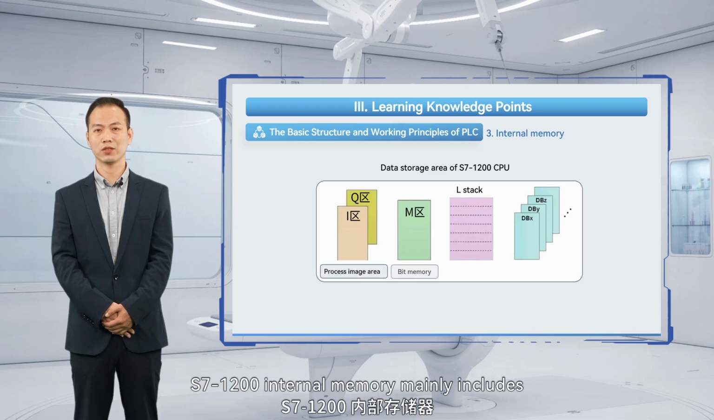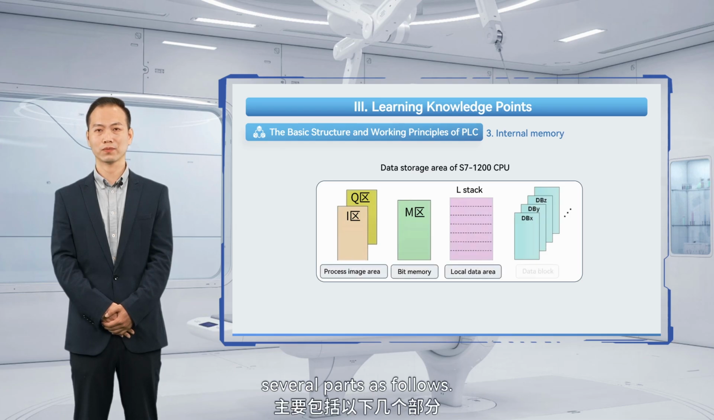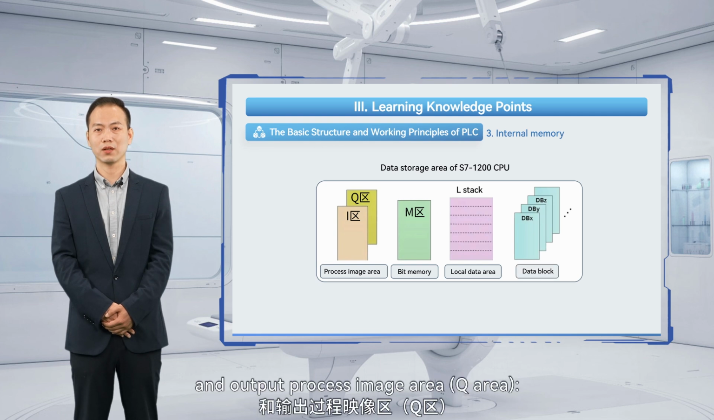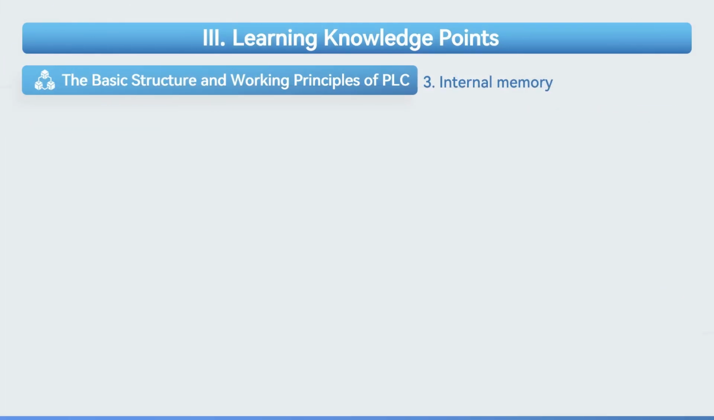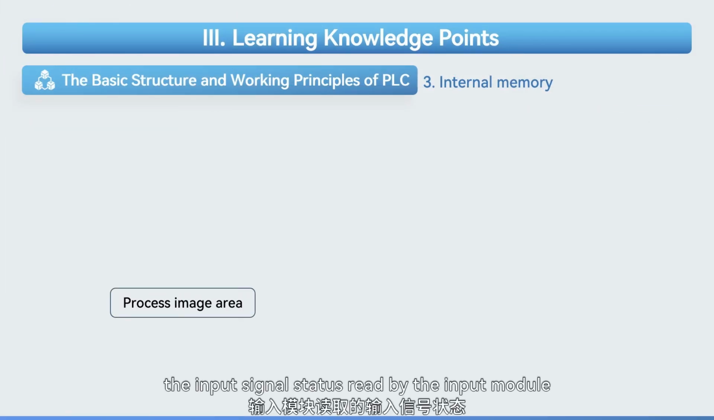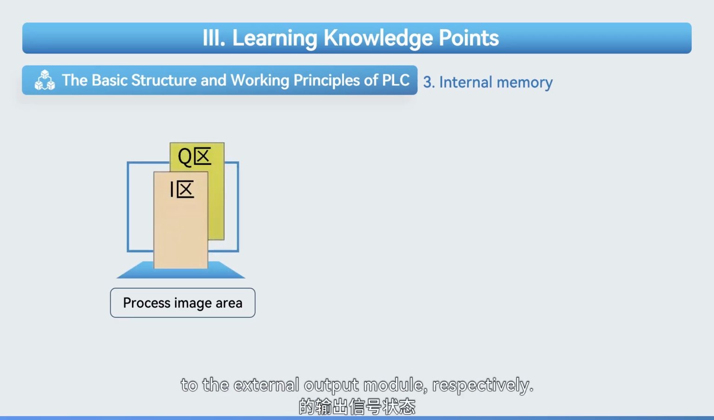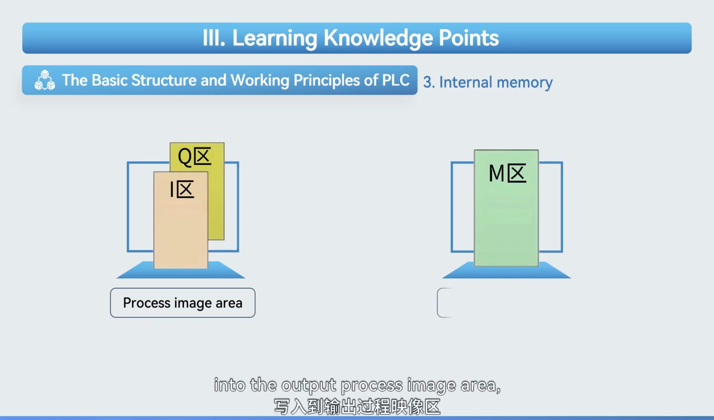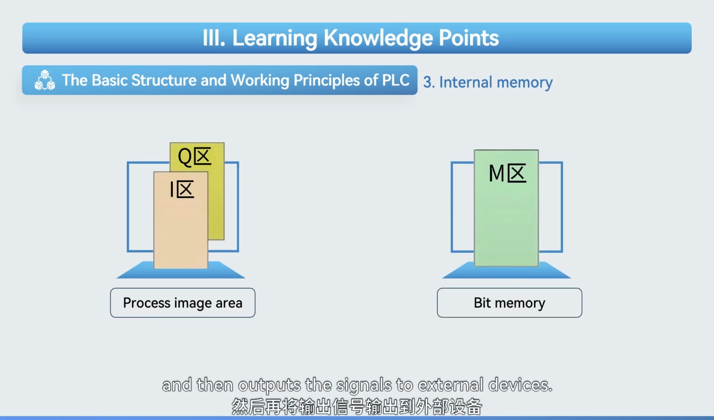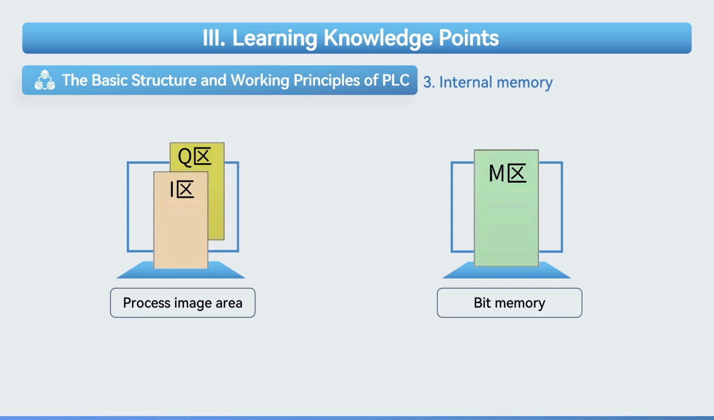Third, the internal memory. S7-1200 internal memory mainly includes several parts as follows. Input process image area, I area, and output process image area, Q area. These 2 areas are used to store the input signal status read by the input module and the output signal status that will be sent to the external output module, respectively. During program execution, the CPU reads the status of input signals from the input process image area, writes the computation results into the output process image area, and then outputs the signals to external devices.